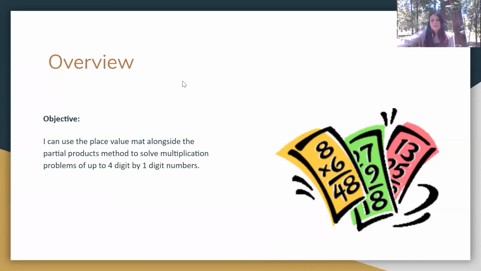You practiced both the place value method and the partial products method. You learned how to use only the partial products method. And then you learned how to apply this to a real world situation and a word problem.